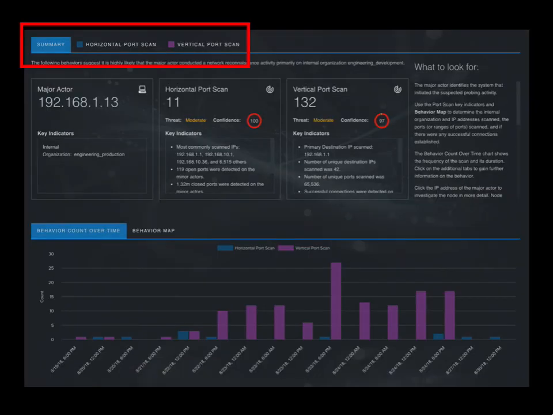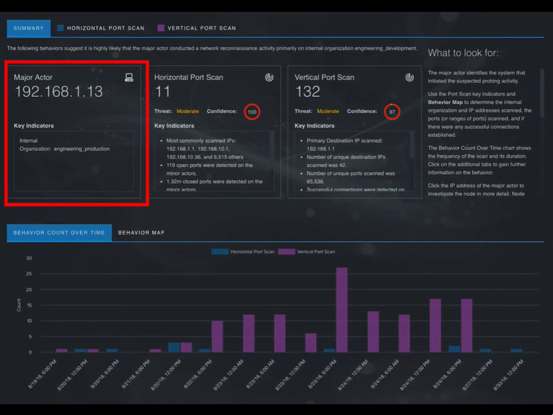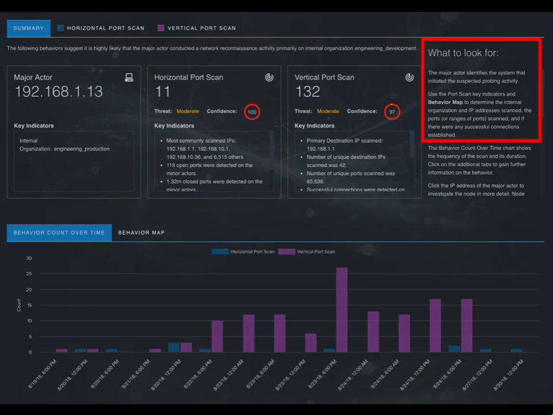Starting with the Summary tab, we can determine the source of the behaviors that caught AI's attention and the actual behaviors of concern. The first card identifies the major actor who is performing the probing and reconnaissance on the network. In this case, the network is being scanned by 192.168.1.13, located in the Engineering Production Group. The What to Look For text will provide a starting point for our investigation.